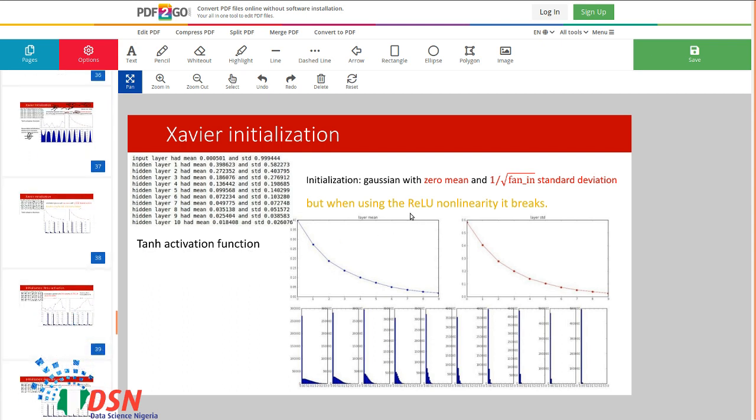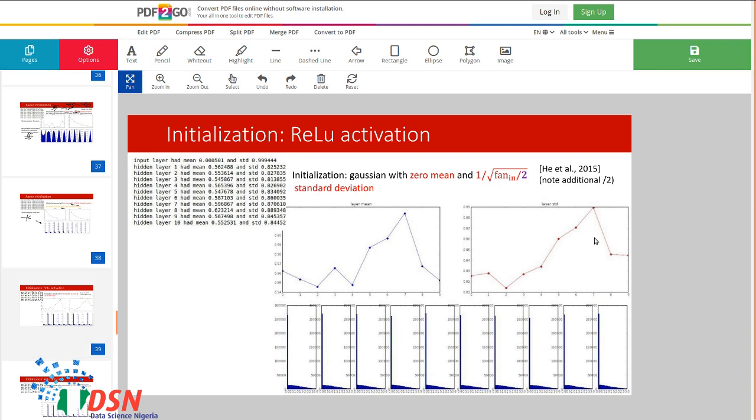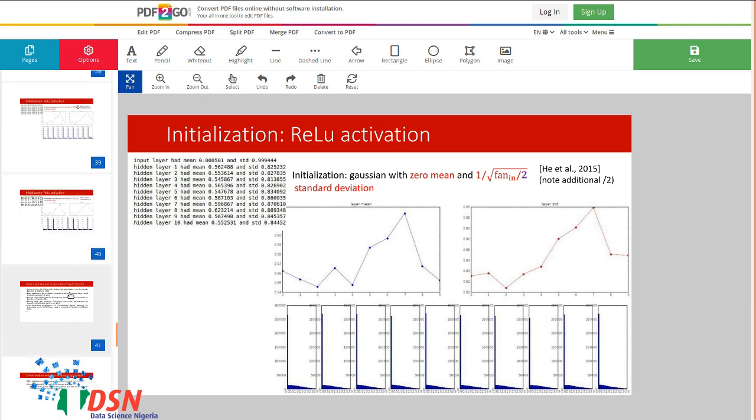But when we use ReLU, this nonlinearity, this could not be a good idea, because of this region. So to solve this, it is suggested that we use an extra factor of 2 in this formula to have this kind of distribution for the output layers. Okay.